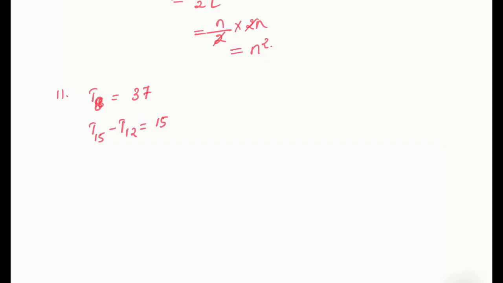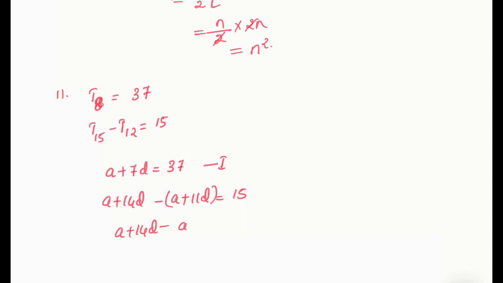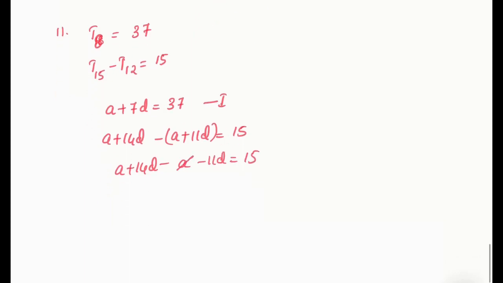T8 means I can write it as a plus 7d equals 37, equation 1. Here, second one. a plus 14d minus (a plus 11d) equals 15. Right? So a plus 14d minus a minus 11d equals 15. a and a are getting cancelled.